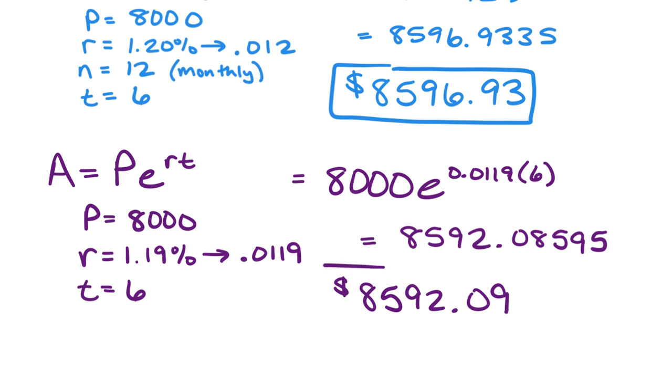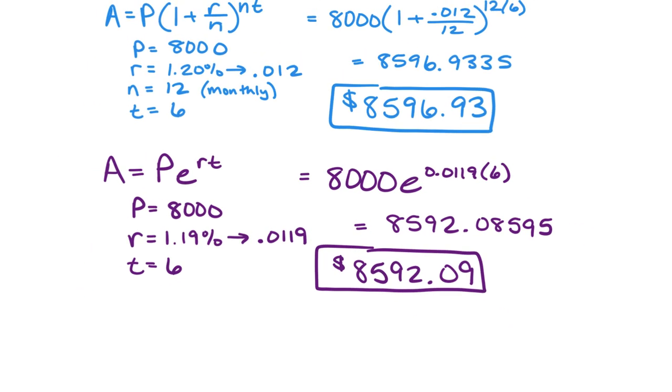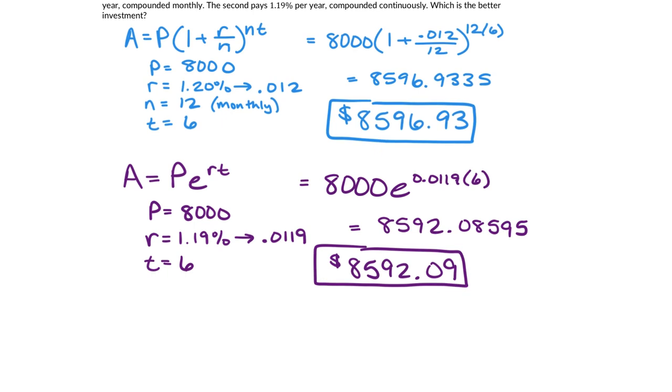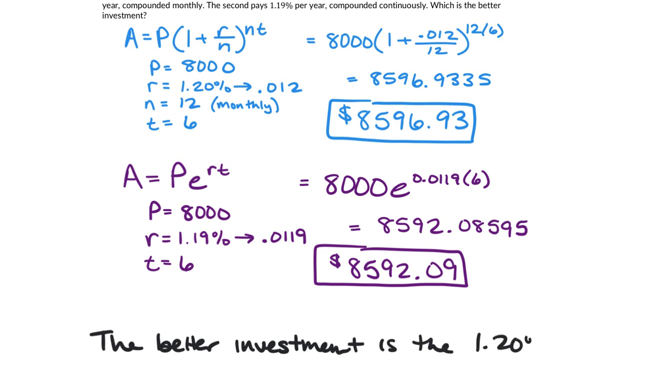$8,592.09. So they're really pretty close, but which one is technically the better investment in these 6 years? The first one. So since that's the question here, which is the better investment, we conclude that the better investment is the 1.20% compounded monthly. Again, it's nice to have a bank hold on to your money if you get these good types of investments, because they're just giving you money for letting them hold your money.